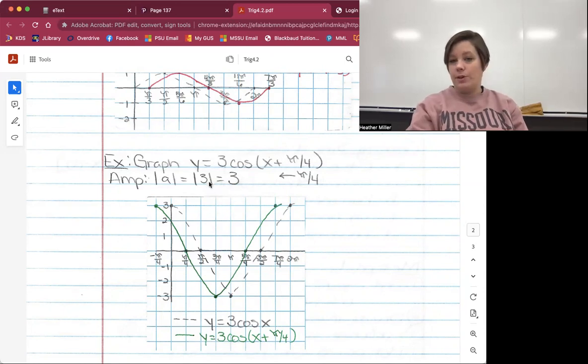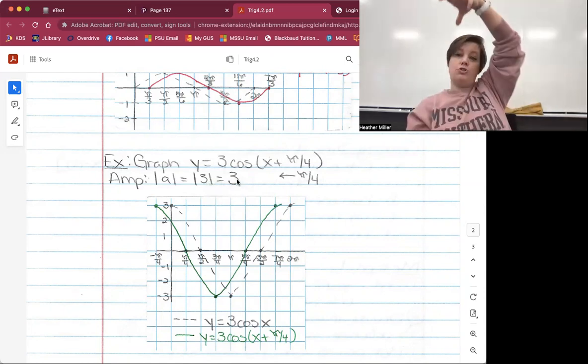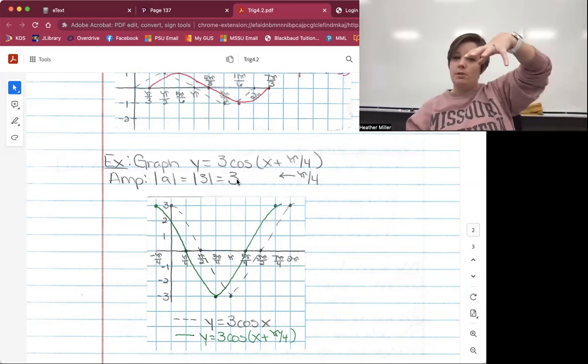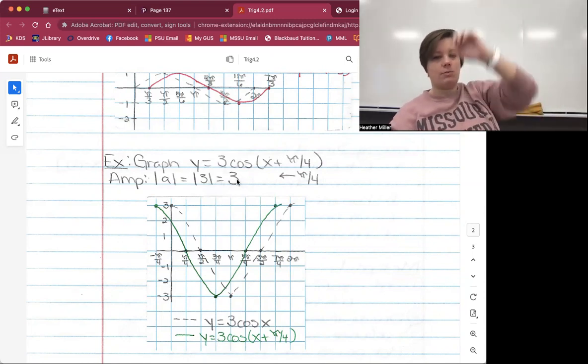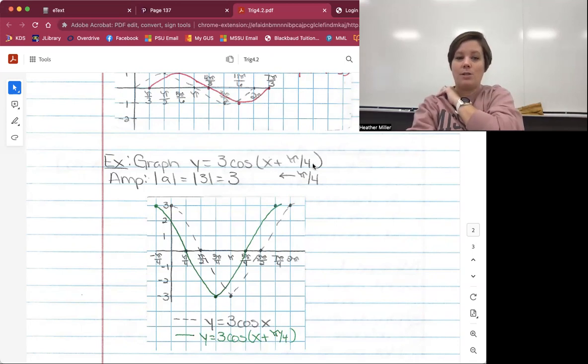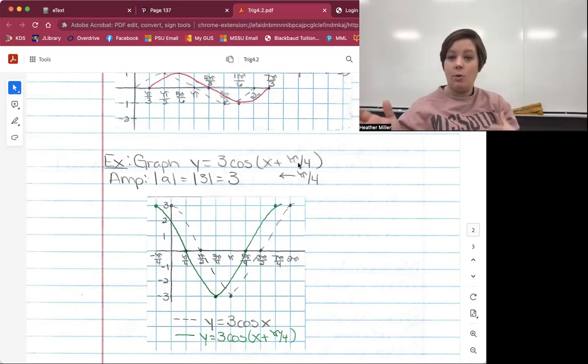And so that's the absolute value of 3, which is 3, which means we are going to stretch our graph up 3. Originally, it would only go up to 1. And so now we're going to stretch it all the way up to 3. That's what happens with that number. And then again, inside of our function itself, we have x plus pi over 4. So that plus pi over 4 tells me I'm doing a horizontal shift, and I'm shifting everything to the left by pi over 4 units.